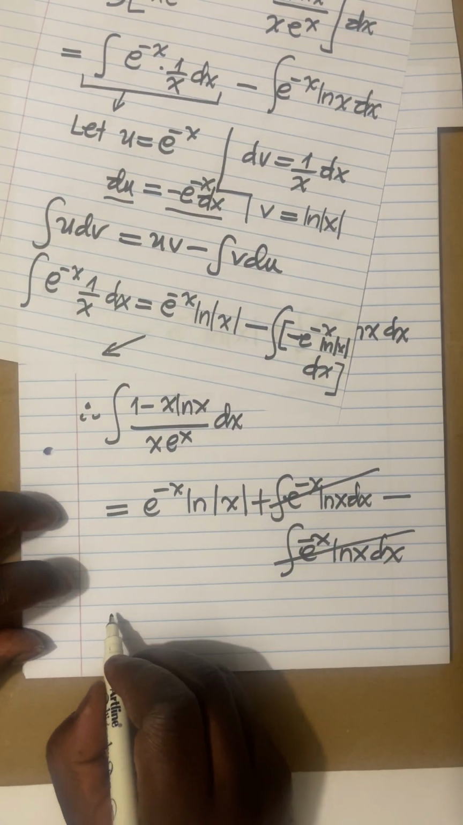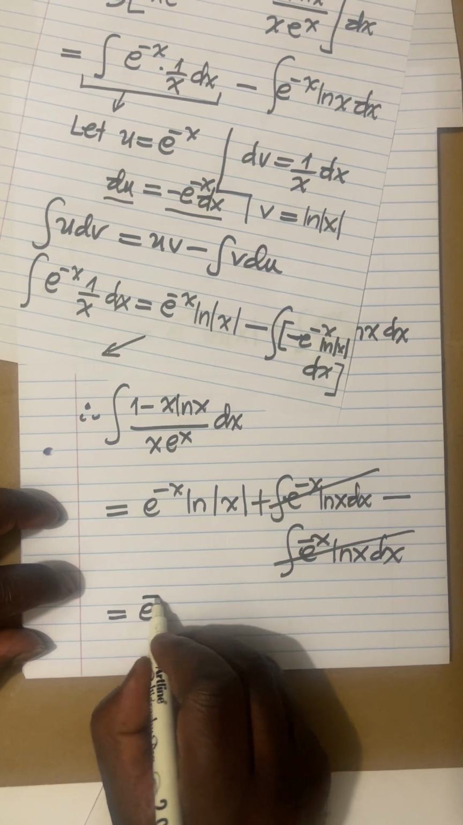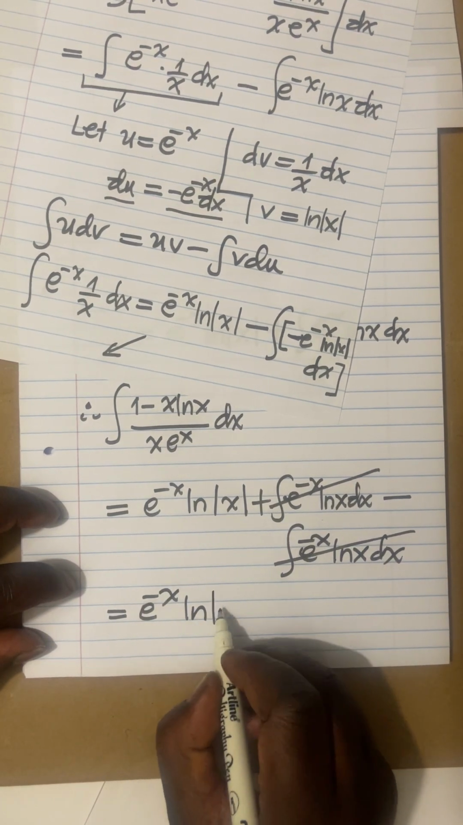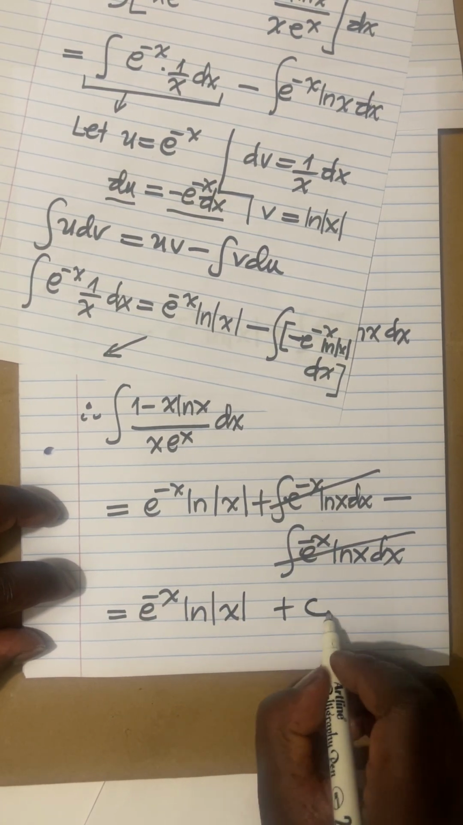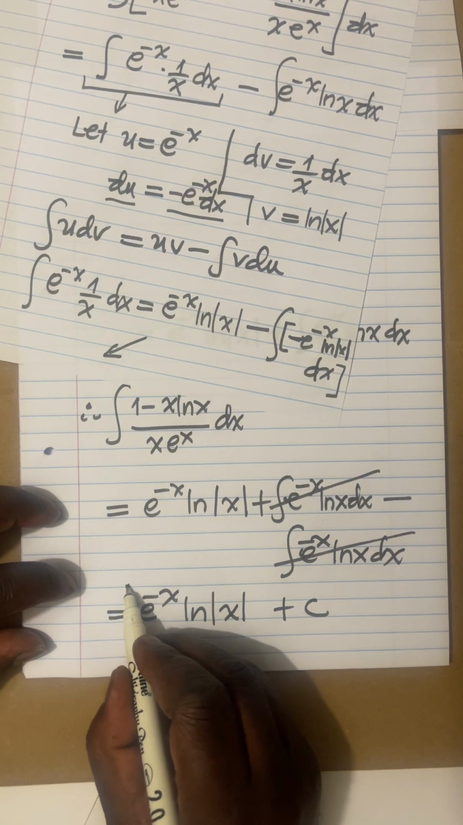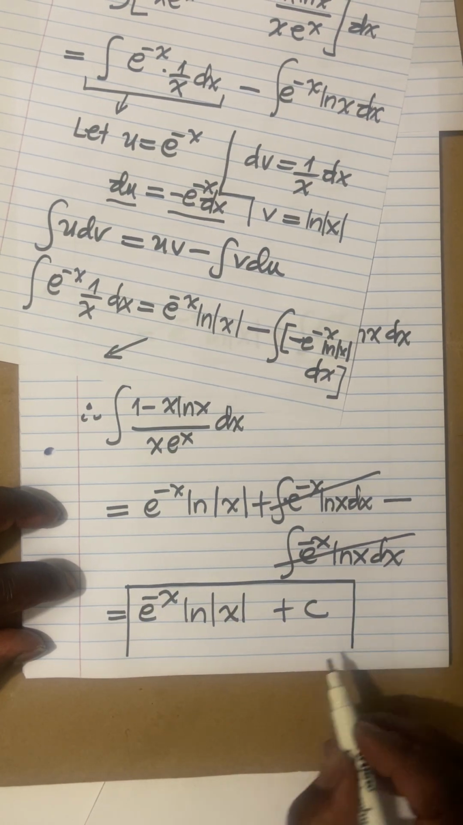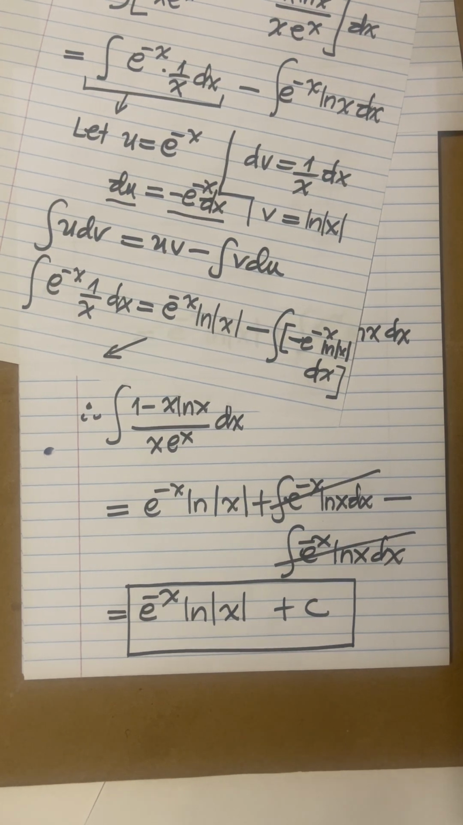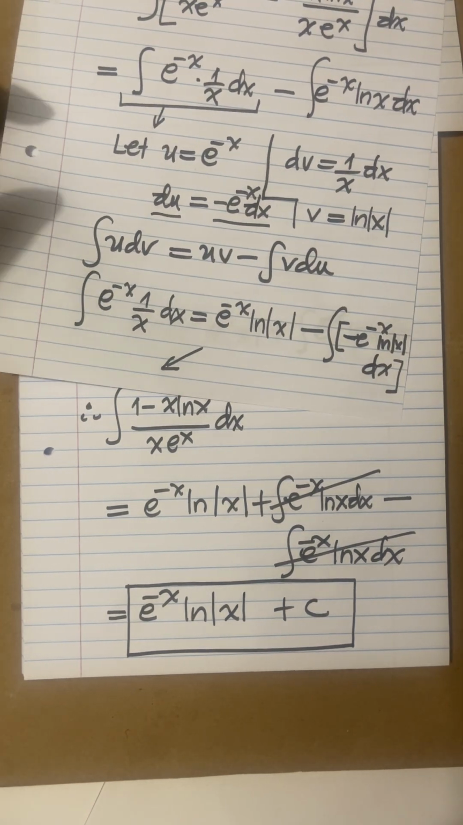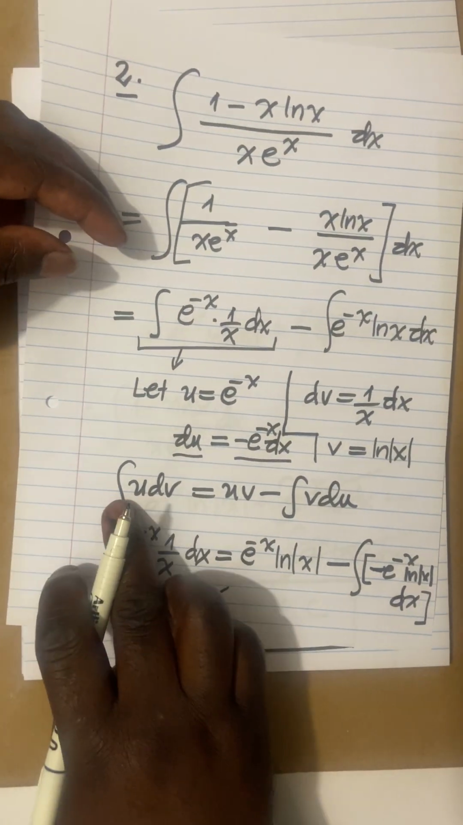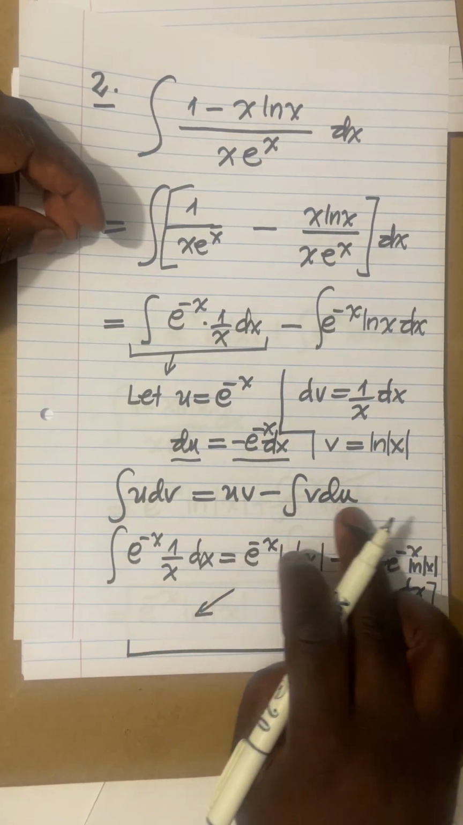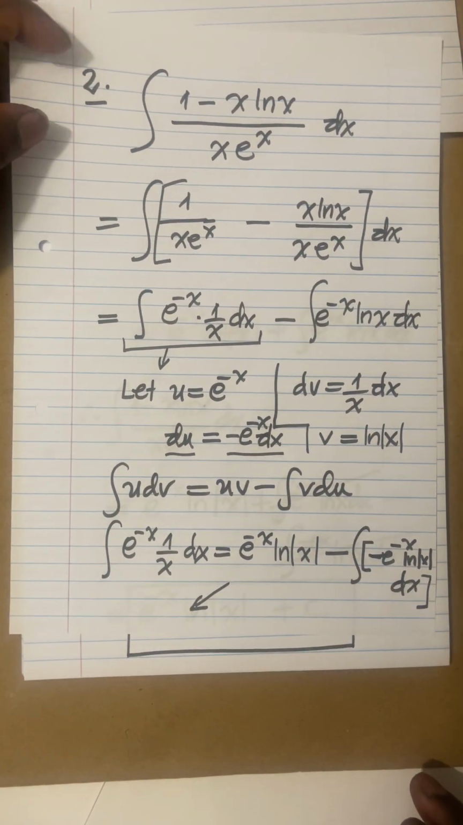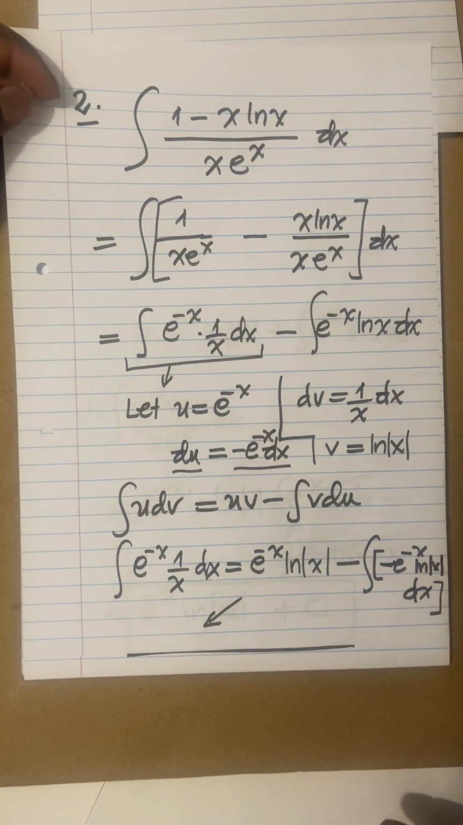And so my final solution then is going to be e to the minus x, the natural log of x, like so. And then I have to say plus c because I'm dealing with indefinite integrals. So again, a little bit more challenging this one, but u dv equals uv minus v du, this formula, which is the formula for integration by parts, is applied only once.